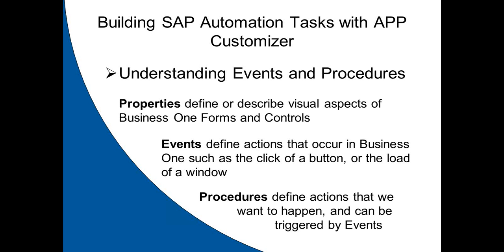Or the load of a window. When you open up a window, if you wanted something to happen, that would be an event that you can look for. And then procedures are the actions that we want to happen. We listen for the event, we wait for the event, so that when the event happens, we can trigger our procedure and run it.